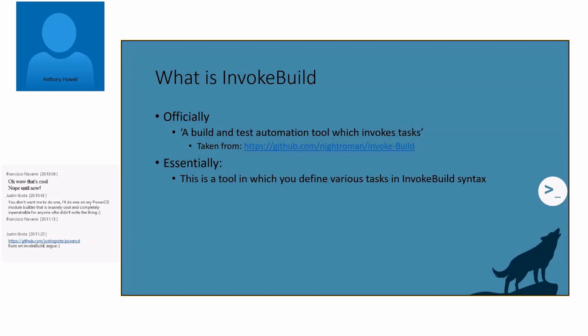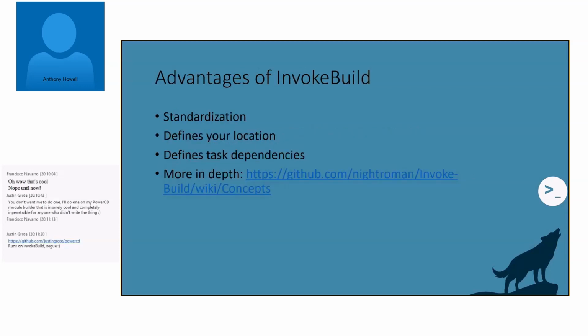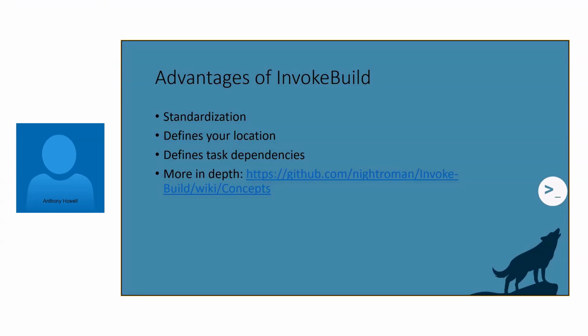So essentially, InvokeBuild is a tool in which you can define tasks that you want to run to build your module, and then define some dependencies and a hierarchy, and then it manages those for you. And the advantage is using InvokeBuild, and standardization is really a theme tonight, I feel like. But it's one of those things that's like a pipe dream for a lot of people, including myself. But it's something to strive for. But InvokeBuild can do things like define your location for you. You don't have to worry about managing where you are in the file tree, as well as task dependencies.